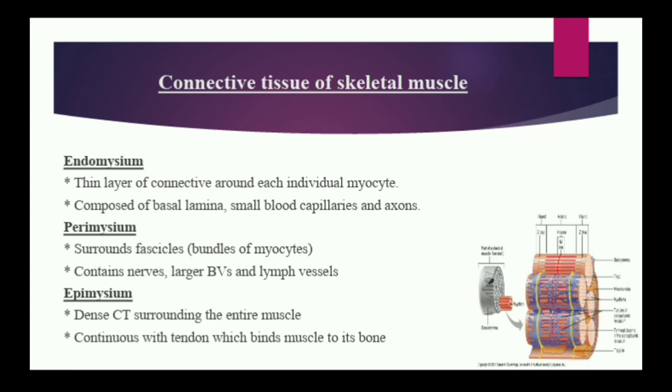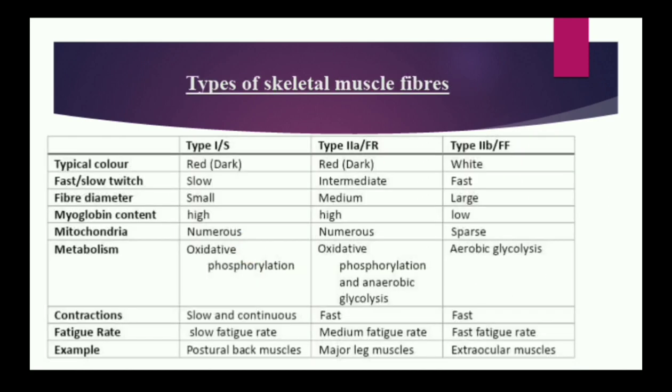Perimysium surrounds fascicles, that is bundles of myocytes, contains nerves, larger BVs, and lymph vessels. Epimysium, dense CT surrounding the entire muscle, continuous with tendon which binds muscle to its bone. These are the types of skeletal muscle fibers. They are tabulated below.